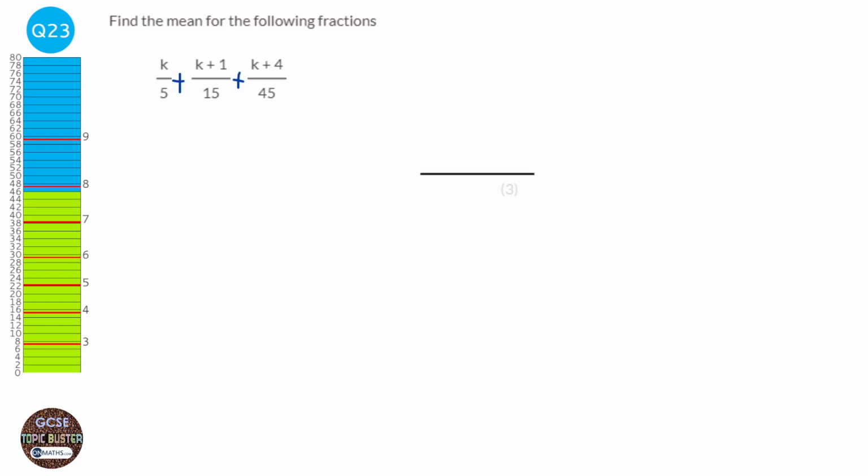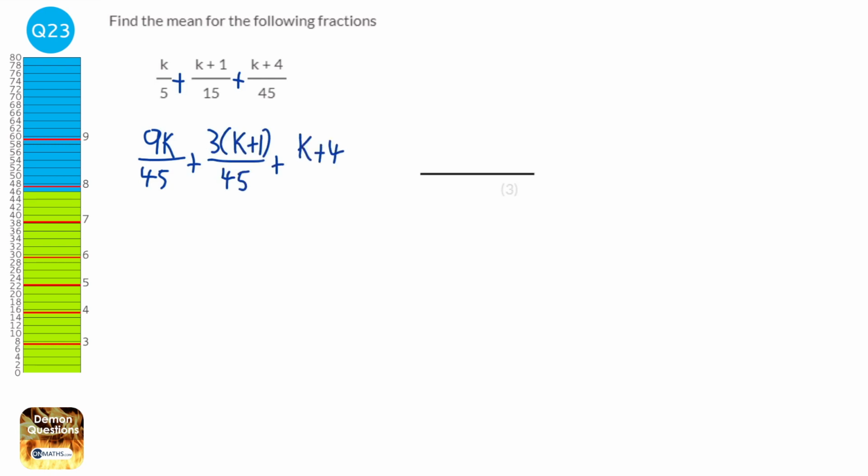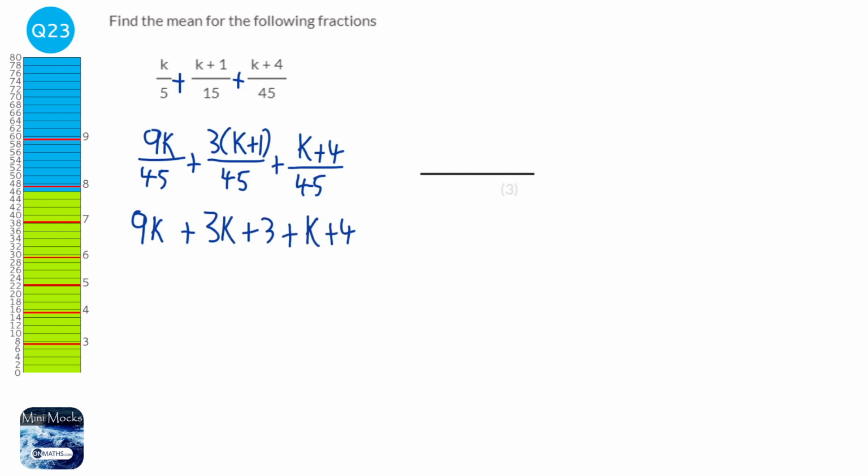So we're going to times top and bottom of the first one by 9. So we end up with 9k over 45. Times the top and bottom by 3, and so it would be 3 brackets k plus 1 over 45, and the last one is over 45, so we don't need to do anything for that. Then we can just add the numerators together, and I'm just going to expand the bracket here, so it's 3k plus 3 plus k plus 4, and then all of that over 45.